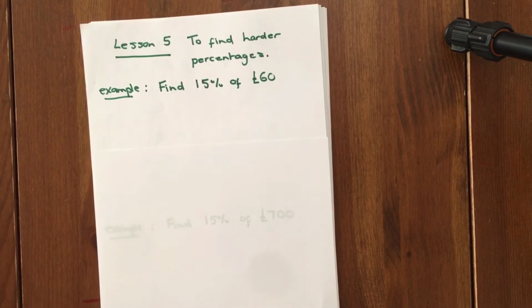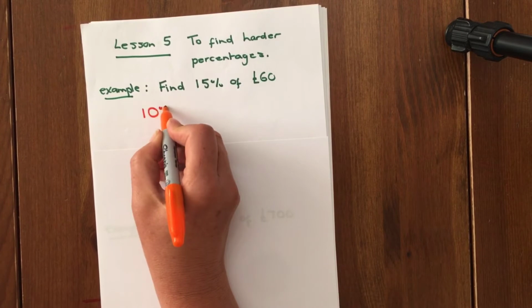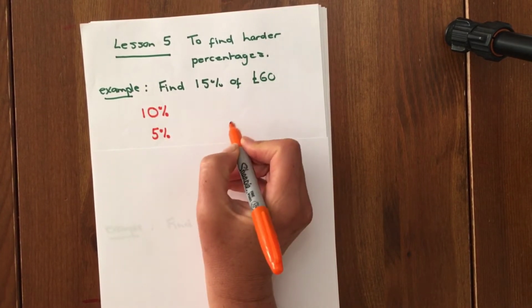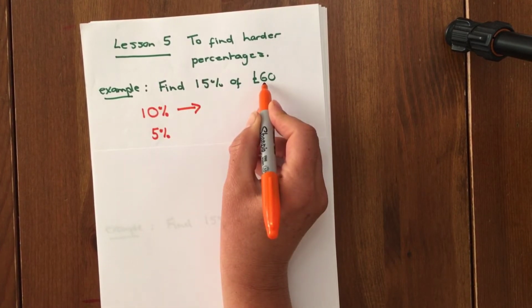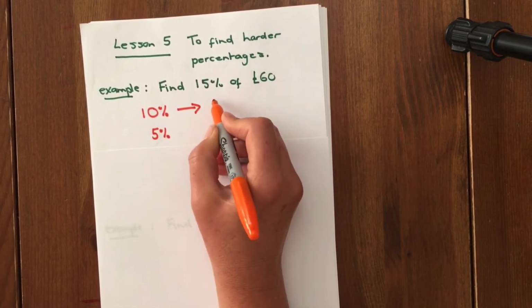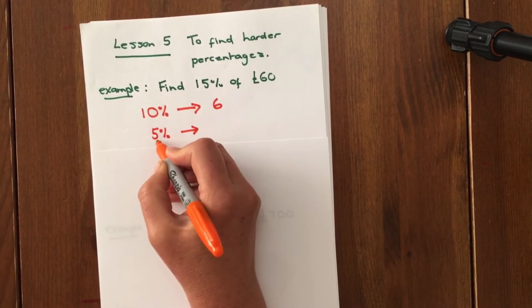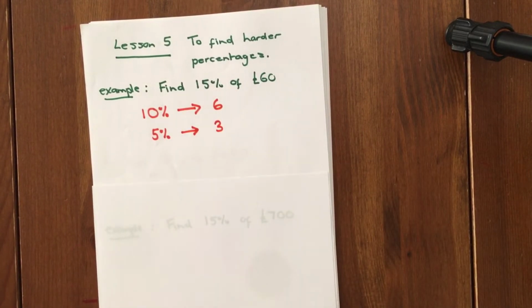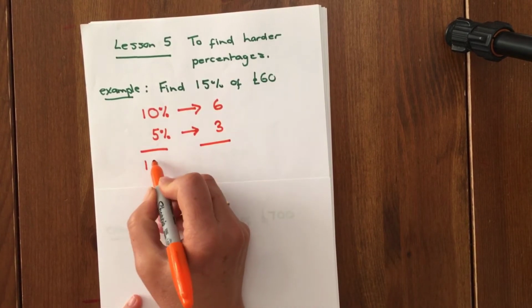Okay, now let's think about how we can find 15%. Well, 15% is made up of 10% and 5%. Now we know how to find 10%. 10% we divide by 10, so 10% will be 6. We know how to find 5% from last lesson. We just halve 10%. So what do you think we're going to do now to find 15%?